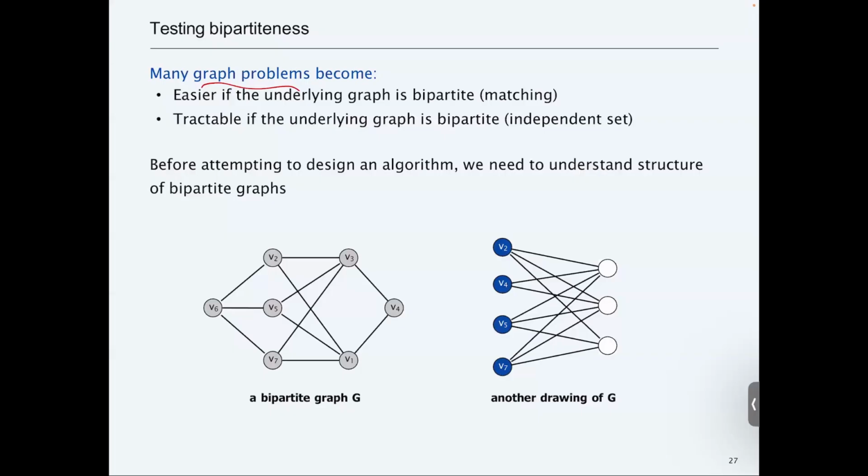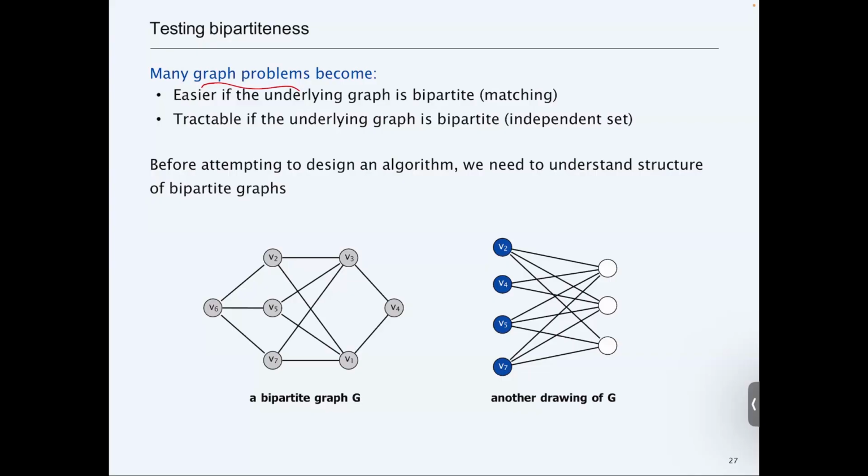So recognizing the structure of your graph is going to be incredibly important in algorithm design. Sometimes the hard part is not actually solving the problem. The hard part might be just recognizing, oh, this is a graph that has this special structure that I can exploit.